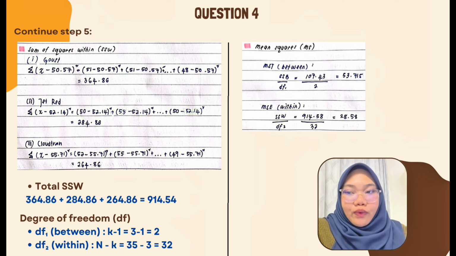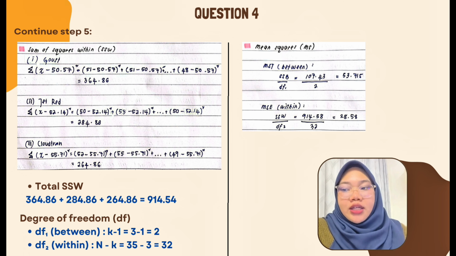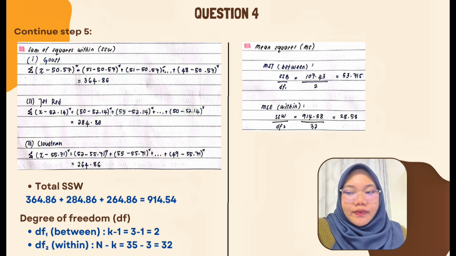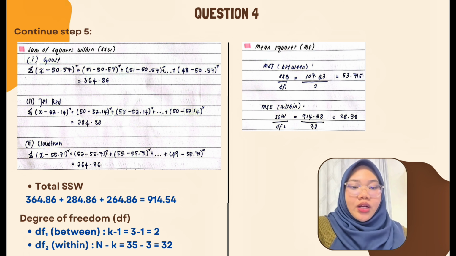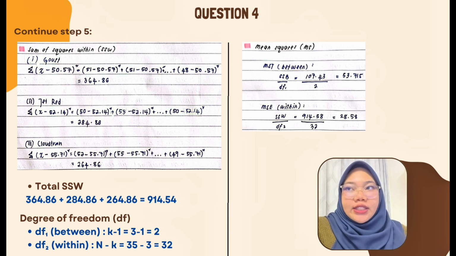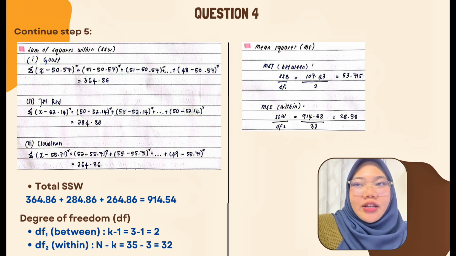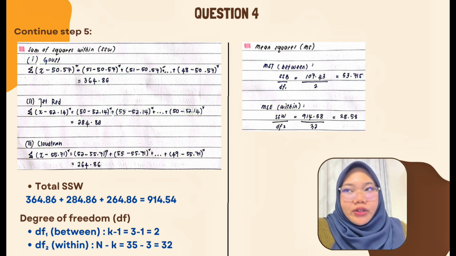Then you will get 284.86, and we continue with Cloud: sigma of (x minus 55.71) squared equals (52 minus 55.71) squared plus (55 minus 55.71) squared, all the way until you find (59 minus 55.71) squared and (49 minus 55.71) squared. You will get 264.86. Then we continue with the total SSW. We add 364.86 plus 284.86 plus 264.86 and we get 914.58.